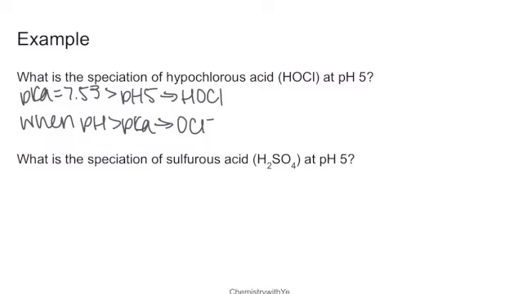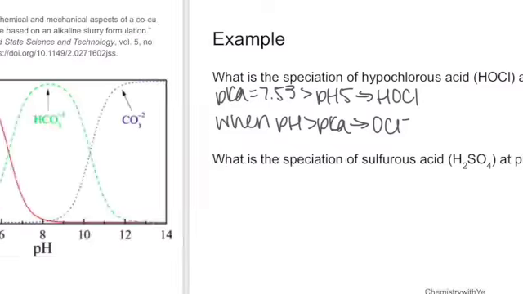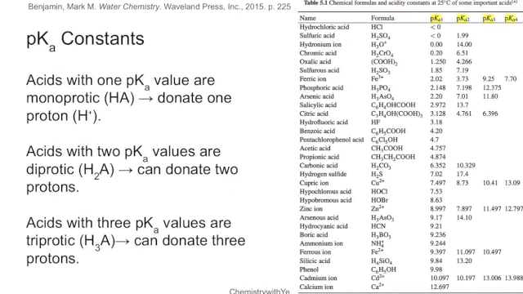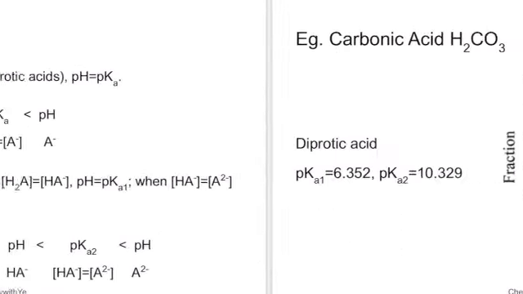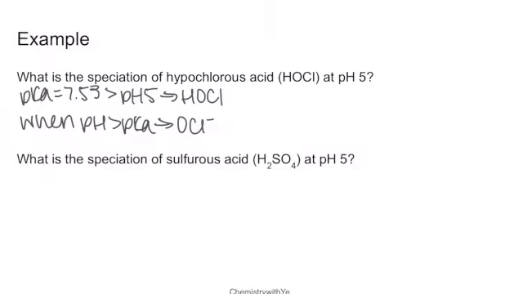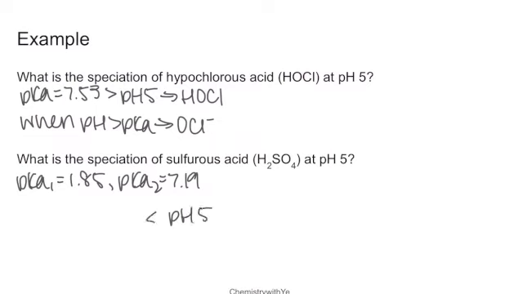So for the speciation of sulfurous acid at pH 5, we must consider the 2 pKa values because it is a diprotic acid, so it has the ability to lose 2 protons. And let's just write out the 2 pKa values here, which are 1.85 and 7.19. So pH 5 is in between these 2 pKa values, so let's just write that here.